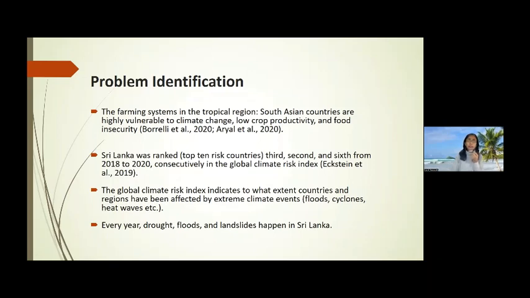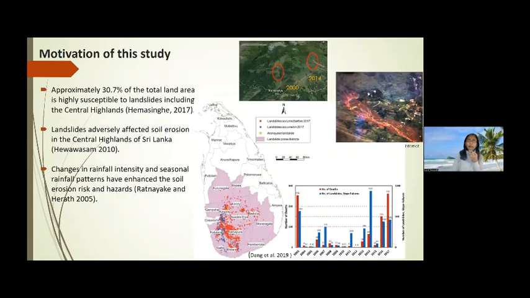Sri Lanka is experiencing drought, floods, and landslides every year. These are some of the pictorials gathered from the literature. At the bottom of the slide, you can see the graph indicating the number of landslides that happened during 2003 to 2017, and the red color indicates the number of deaths due to these landslide events. Approximately 30% of the total land area is highly susceptible to landslides, including the central region. So we selected the central highlands for this study.